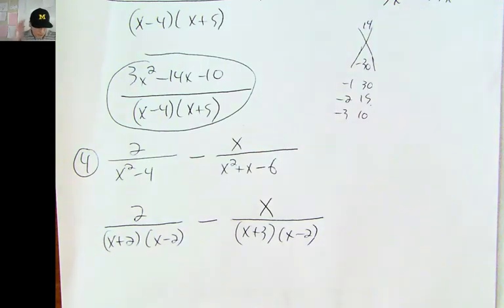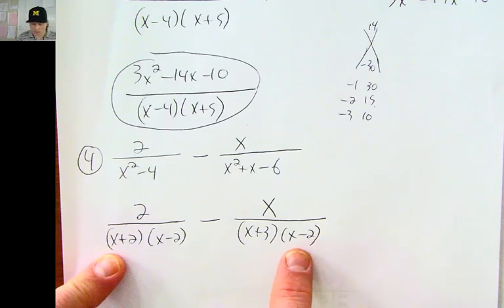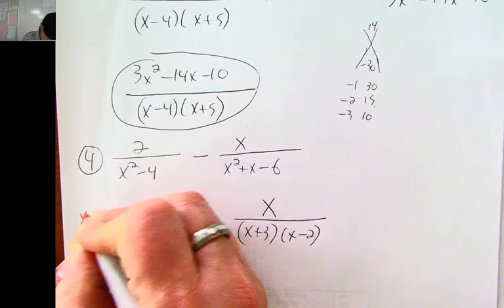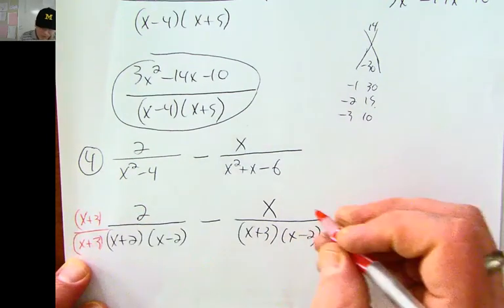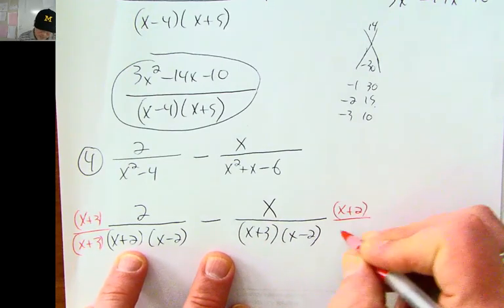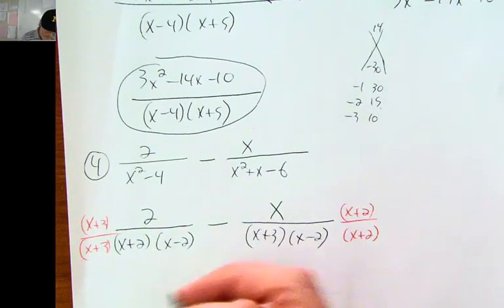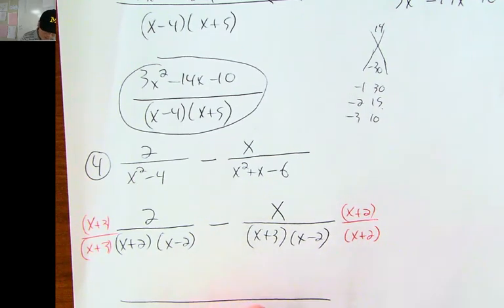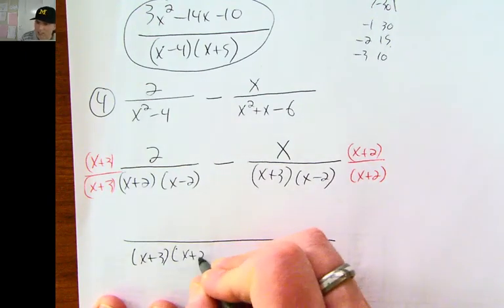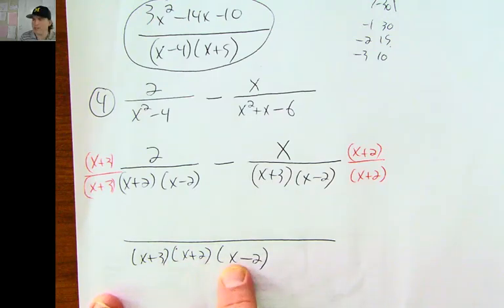Alright, so now, when I look at this fraction here, this denominator has the x minus 2 that this one has, but it's missing the x plus 3. So I'm going to multiply this by x plus 3 over x plus 3. The second one is missing the x plus 2. So I'm going to multiply by x plus 2 over x plus 2. Alright, new denominator: x plus 3, x plus 2, and x minus 2. Like I said a minute ago, order does not matter.